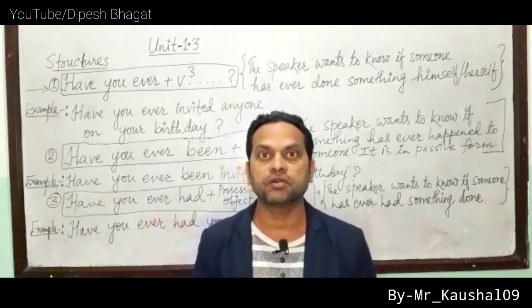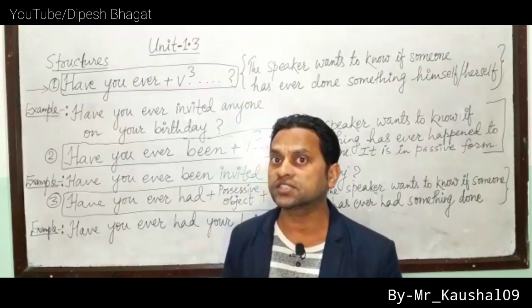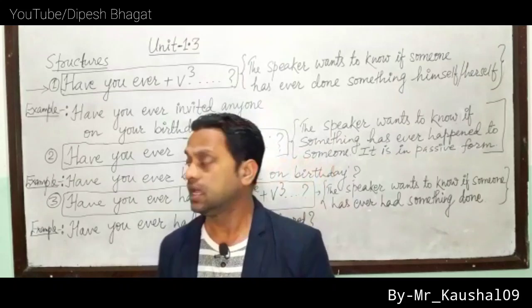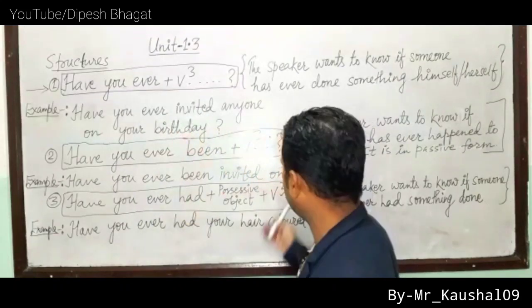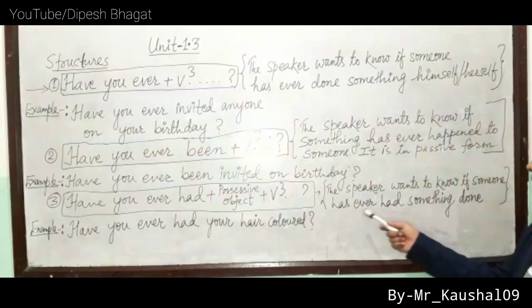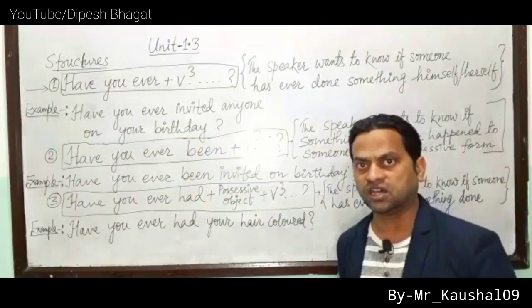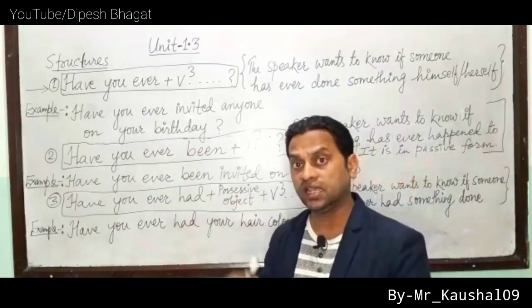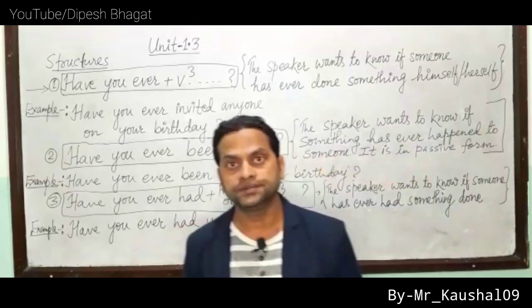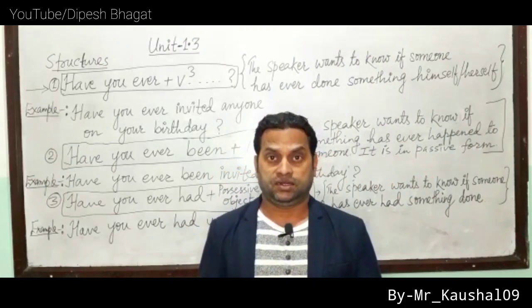So these are the different ways of expressing, these are the different ways of asking questions about the experiences of someone, and you have examples clearly. Yeah, the third one is the speaker wants to know if someone has ever had something done. Someone has ever had something done by somebody else. कसैले कसैबाट केही गराएको छ कि छैन. Clear?